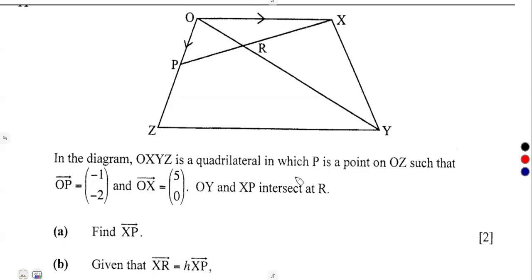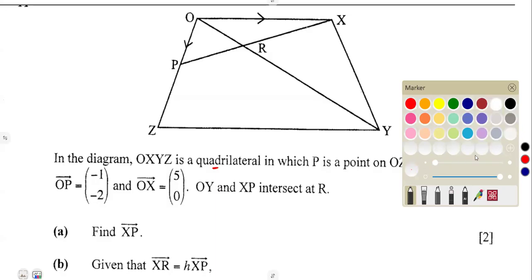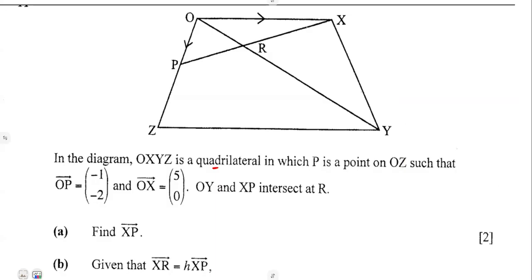So in this case, we are given another question to consider as our revision. That is part of our vectors. They were given that is in the diagram, OXYZ is a quadrilateral. We are given a four-sided shape in which the point P is given. So that's the point P here.